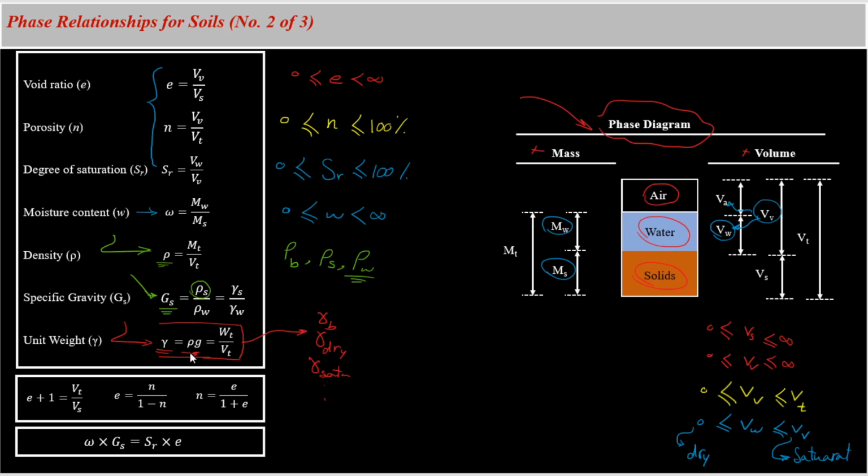So in this video, as I said, I'm gonna be deriving these equations for these unit weights based on these parameters. And in the previous video, we also showed you how we can relate some of these parameters such as e, n, and these volumes. And lastly, this equation at the bottom, which relates the moisture content and the specific gravity on one side to the degree of saturation and the void ratio on the other side.